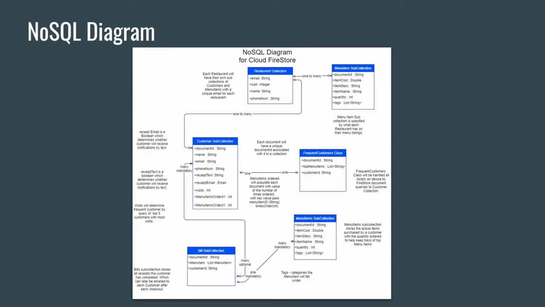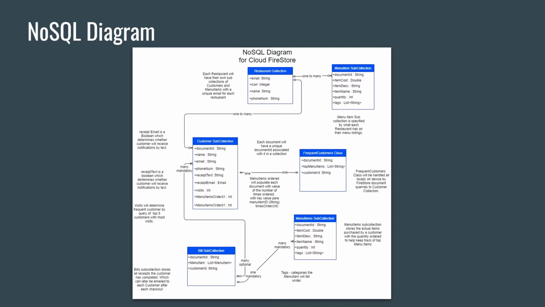For our last diagram, we have our NoSQL diagram. In our NoSQL diagram, we have a total of 5 collections and subcollections and 1 frequent customers class. Each restaurant will have their own subcollections of customers and menu items with a unique email for each restaurant. The restaurant collection has a one-to-many relationship with the menu item subcollection. Menu item subcollections are specified by what each restaurant has on their menu lists.